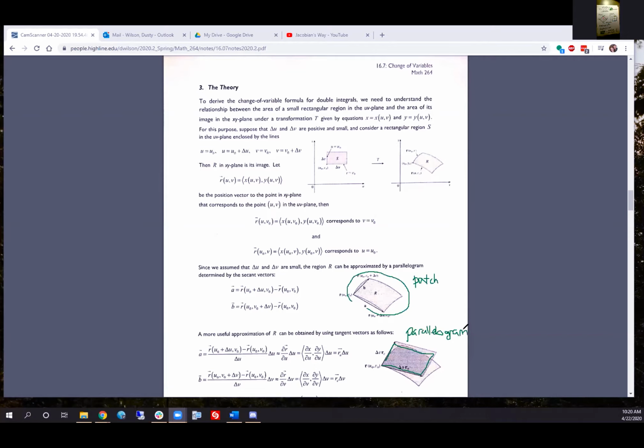You may or may not recall from Calculus 3 that you can find the area of a parallelogram by finding the cross product and then the magnitude of that cross product. This is the long derivation. You can go through it if you want to see all the hairy details, but I think the short version is that this gets justified by approximating patches with parallelograms, and to find the area of a parallelogram, you need a determinant. And that's kind of the connection that's there.